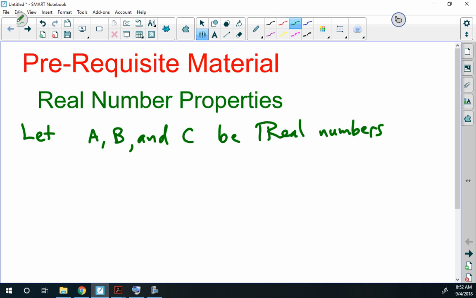Real number properties. There's this one that says it doesn't matter what order you add two numbers in. You're going to get the same thing. It says it doesn't matter what order you multiply numbers in. You're going to get the same thing. Anybody remember the name of that property?